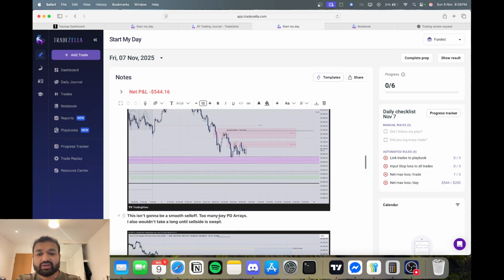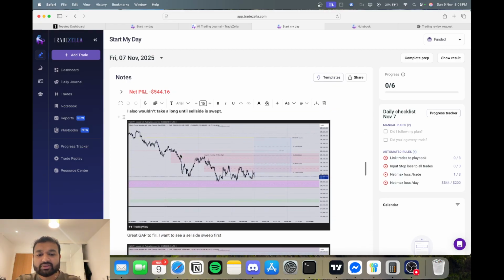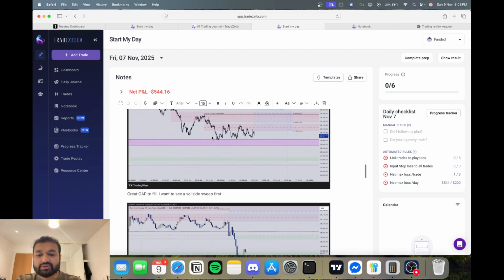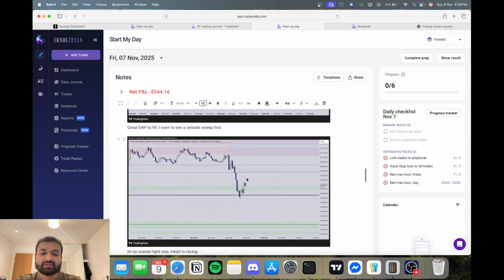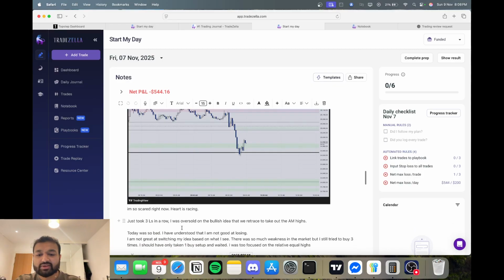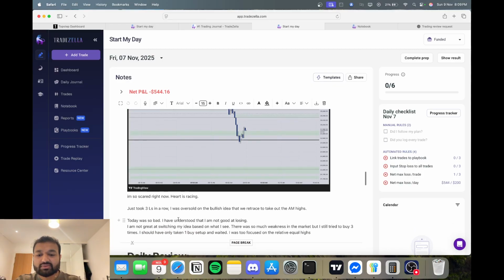Too many key PD arrays. I wouldn't want to take a sell side sweep. Great gap to fill. I want to see sell side sweep first, which is lower first. Looks like lower first, which it did. I'm scared right now. Just took 3 L's in a row.